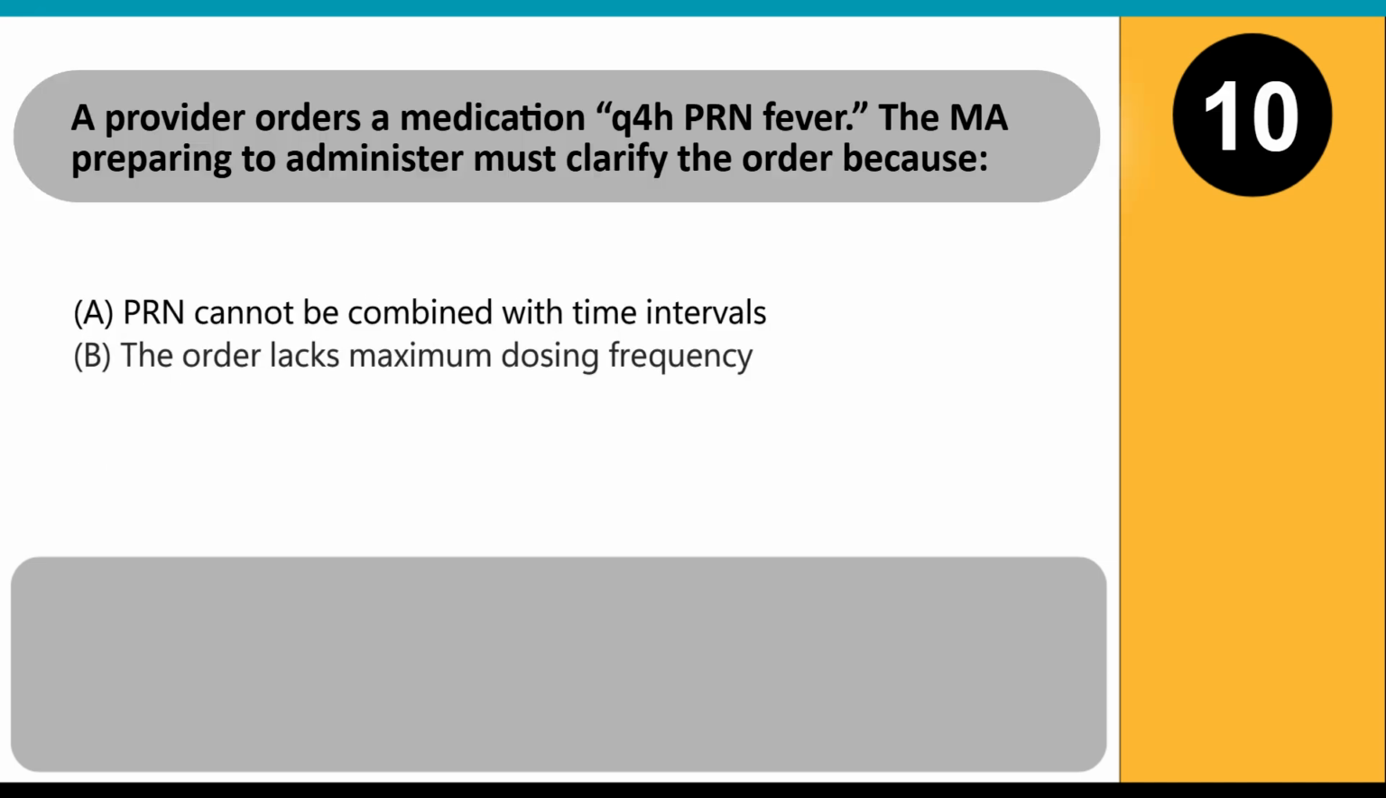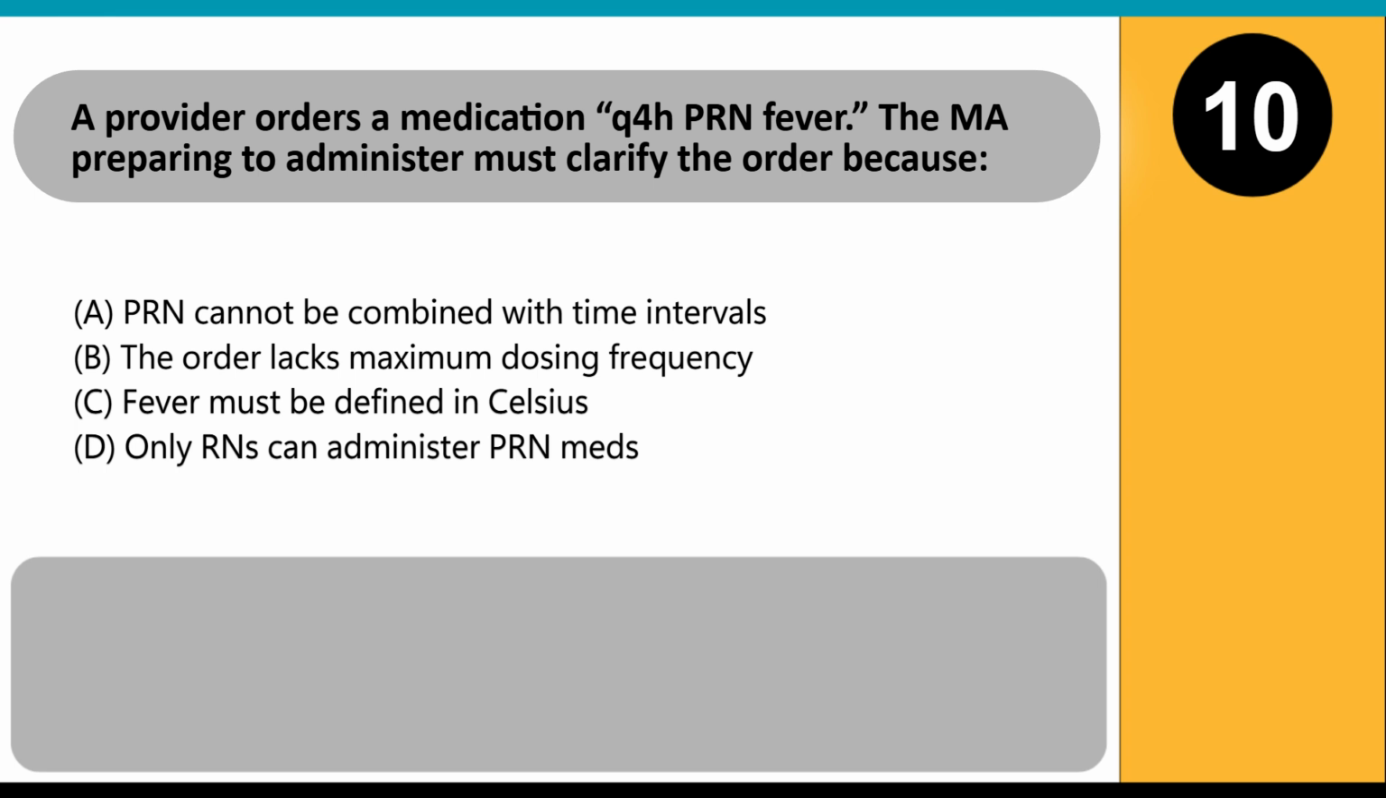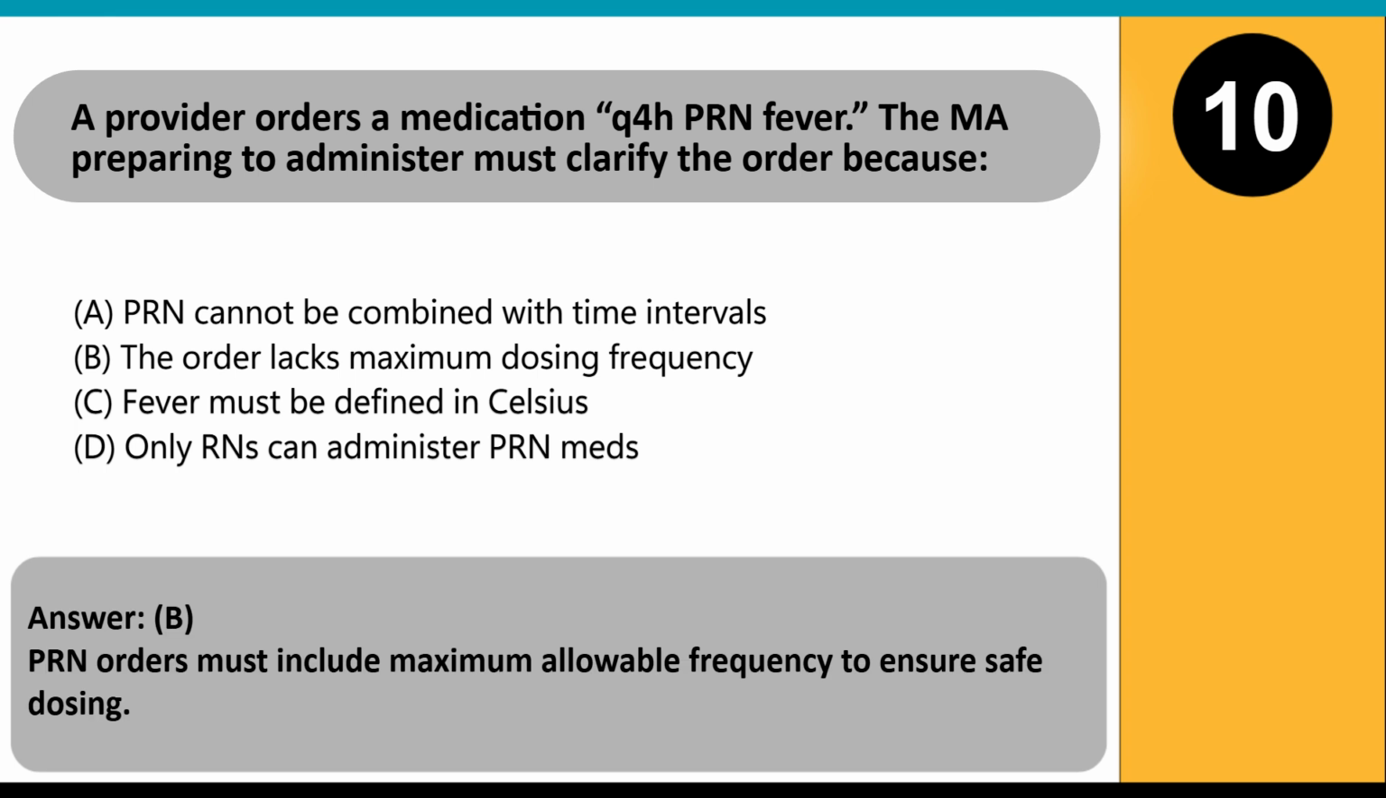A provider orders a medication Q4 PRN fever. The MA preparing to administer must clarify the order because A. PRN cannot be combined with time intervals. B. The order lacks maximum dosing frequency. C. Fever must be defined in Celsius. D. Only RNs can administer PRN meds. Answer: B. PRN orders must include maximum allowable frequency to ensure safe dosing.